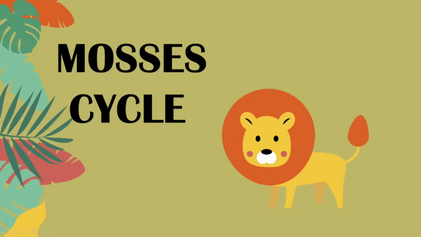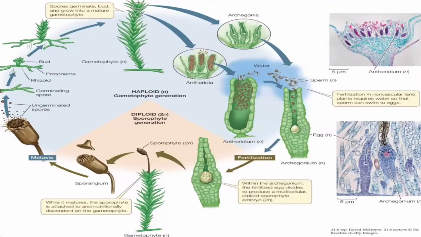Lastly, we will learn about the moss life cycle. We will start from the plant above, where the spores will germinate and bud and thus grow into a mature gametophyte. Hence, the archegonia, which contain the female gamete, will hold the egg, and the antheridia, the male gamete organ, will contain the flagellated sperm.